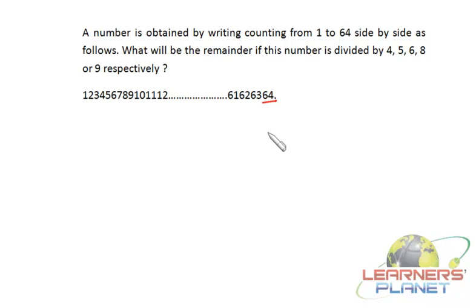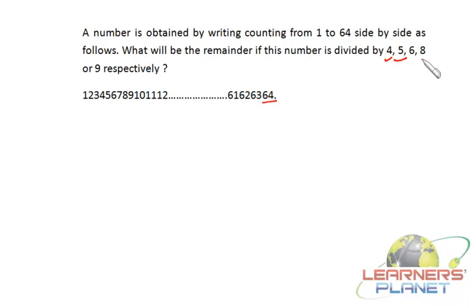Now what about 5? Definitely 5. For 5, we just have to see the unit digit. See the unit digit over here, it is 4. So if this expression is divided by 5, we'll be getting the remainder as 4 only. Okay. Now we are done with 4, we are done with 5.